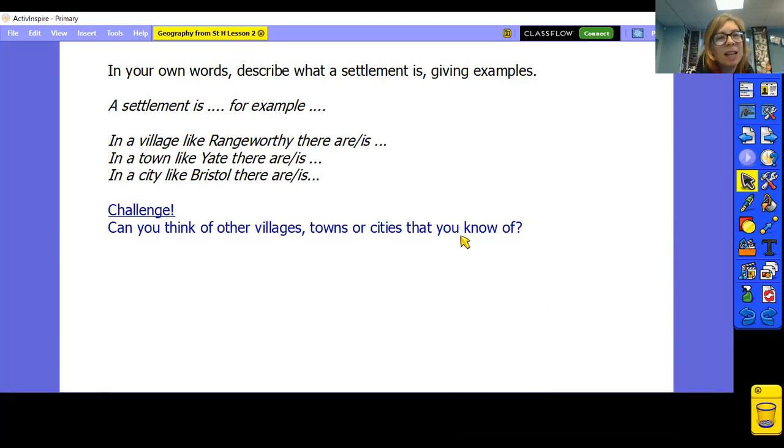Okay, so that's your task for today. Really simple, but make sure that you use some evidence from that video clip to explain how you know that they are those things.